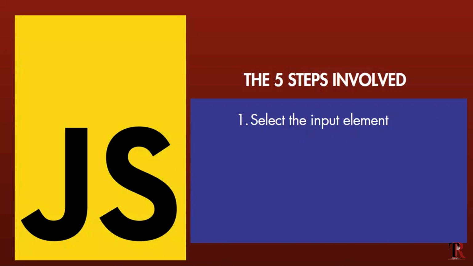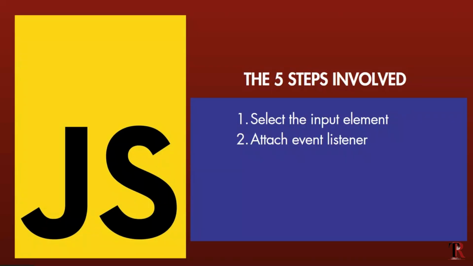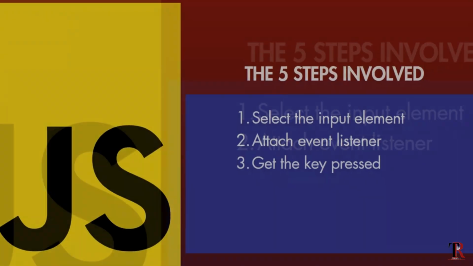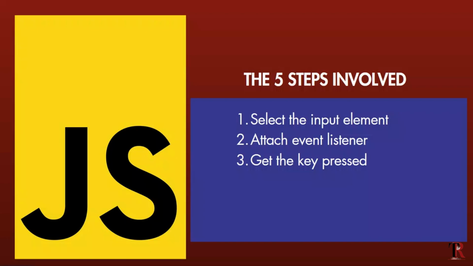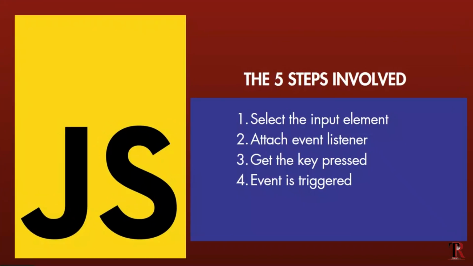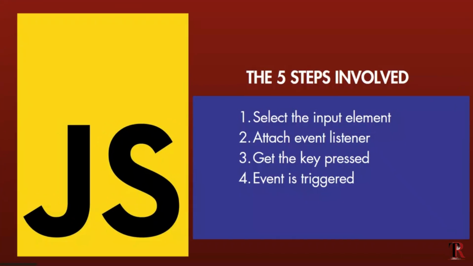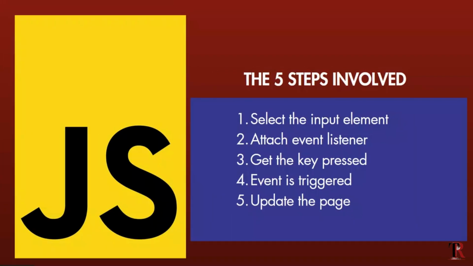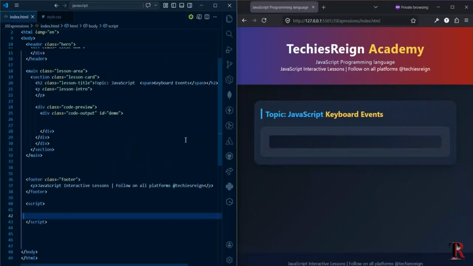There are 5 steps involved. Number 1, select the input element. Number 2 is to attach an event listener, which listens for when a key is pressed. Number 3 is get the key pressed, which returns the actual key that is being pressed. Number 4 is the event is triggered. When the user presses any key, the function runs. And lastly, the page is updated and displays the key inside the div. So let's go ahead and build the keyboard event together.